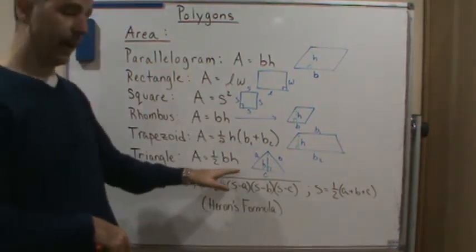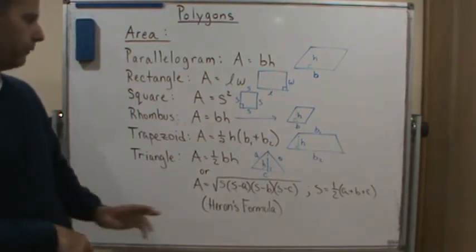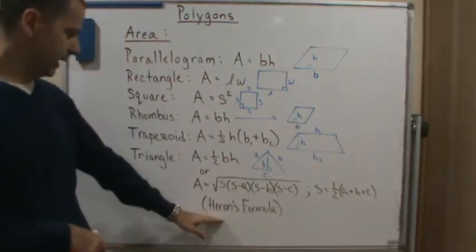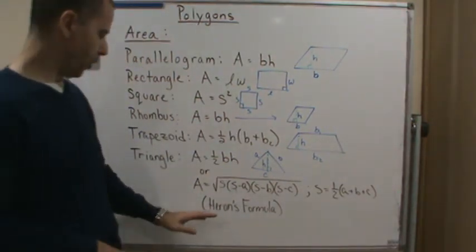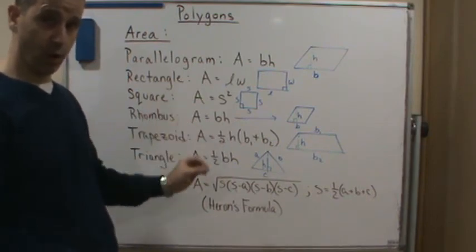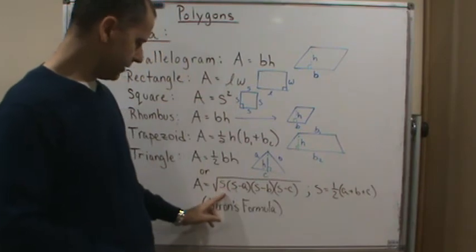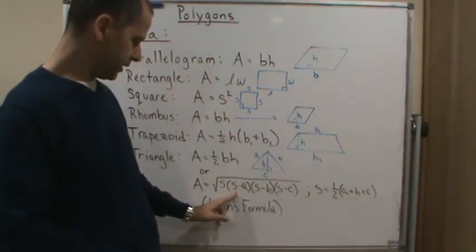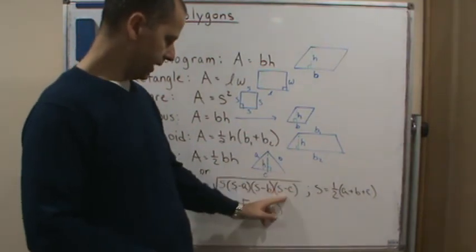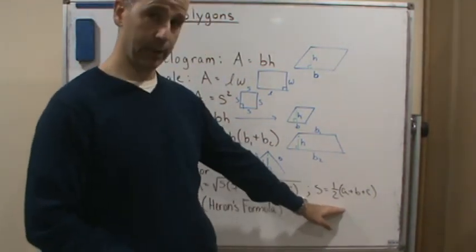Triangle. Triangle is 1/2 times base times height. Okay? Or if you don't know the height, but you know all three sides, you can use Heron's formula. And Heron's formula for finding the area of any triangle, as long as you know all three sides, is you take the square root of s times s minus a times s minus b times s minus c, where s is half of the perimeter.